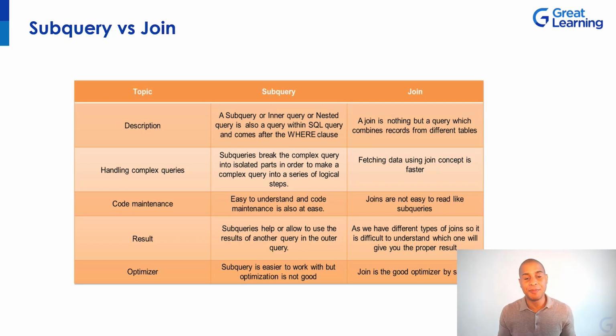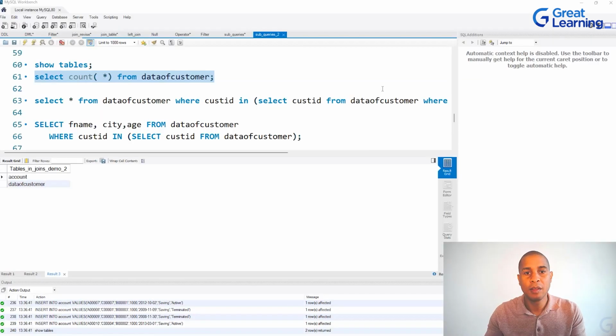So when we talk about optimizing, join is a good optimizer by the server, while subquery is easier to work with, but optimization is not as good. So let's dive into talking about subqueries. Subqueries are very important, and they take you to another level in your SQL understanding. Remember that we're looking at inner queries and outer queries. As we know, usually that inner query is going to run first, and the product of that is then being affected by that outer query. So we'll dive into that.